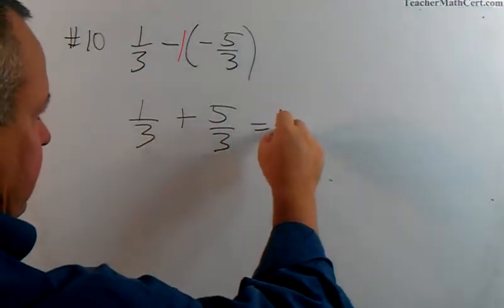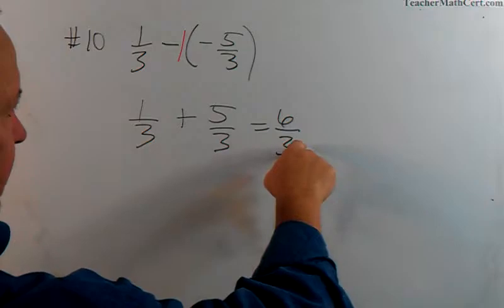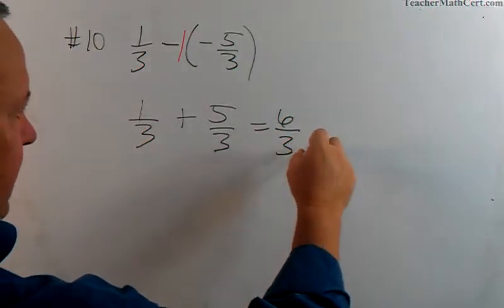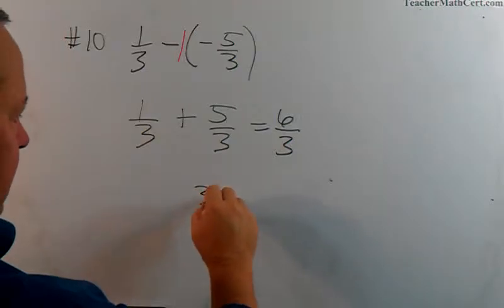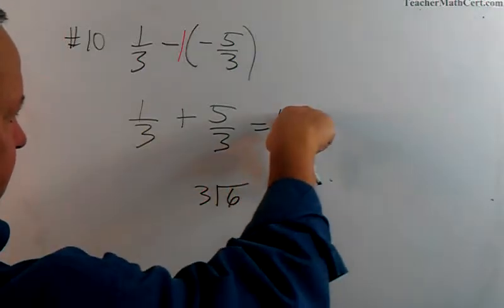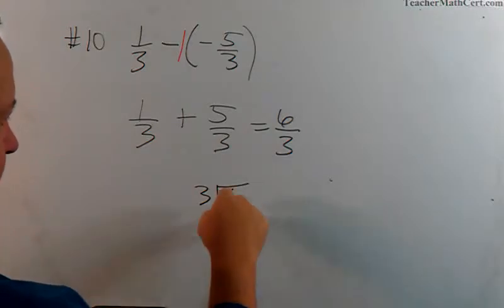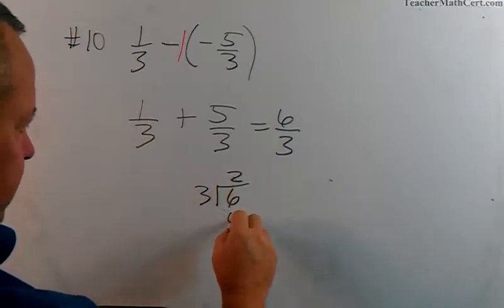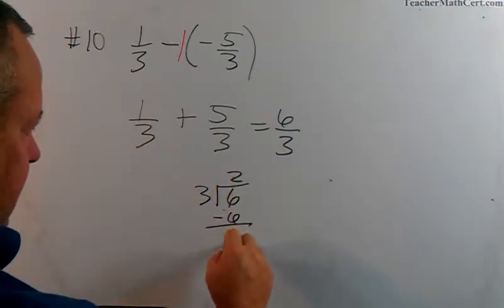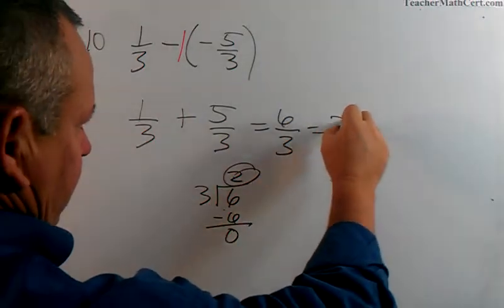So we've got 6/3. This is an improper fraction, so that means the numerator is bigger than the denominator. We can divide 3 into 6, right? 3 goes into 6 how many times? 2. 3 times 2 is 6. We subtract that. Goes to 0, so the answer is 2. This is also equivalent to 2.